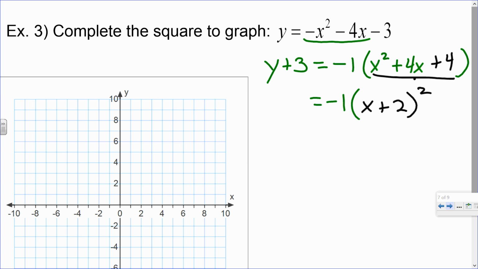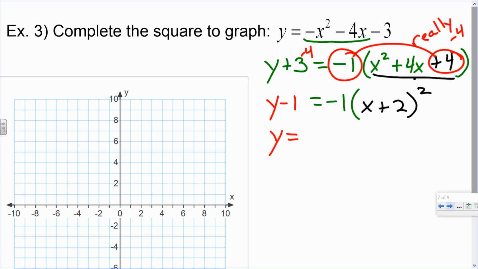However, is that really a plus 4? What is it really? It is really a plus 4 that's multiplied by minus 1, so it's really a minus 4 is what I really changed on the right. So if I really have just subtracted 4 on the right, what do I have to do on the left? Subtract 4. So this becomes y minus 1. So completing the square, I have y equals minus 1 times x plus 2 squared plus 1.